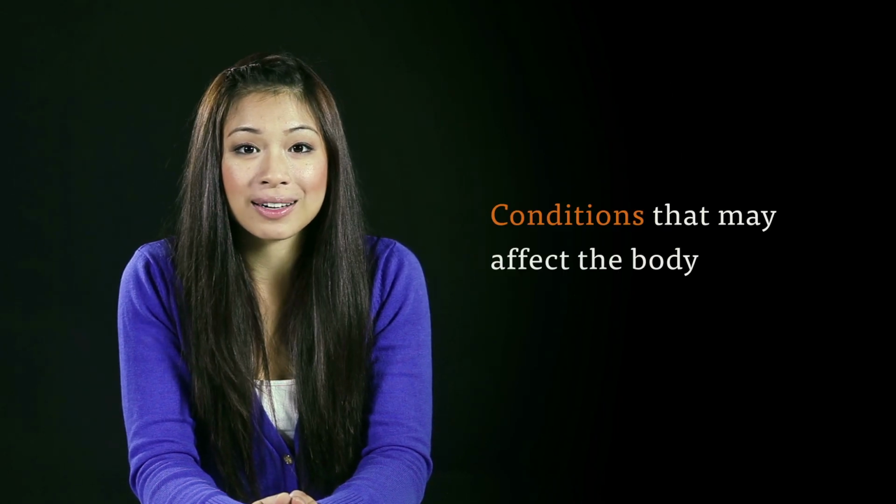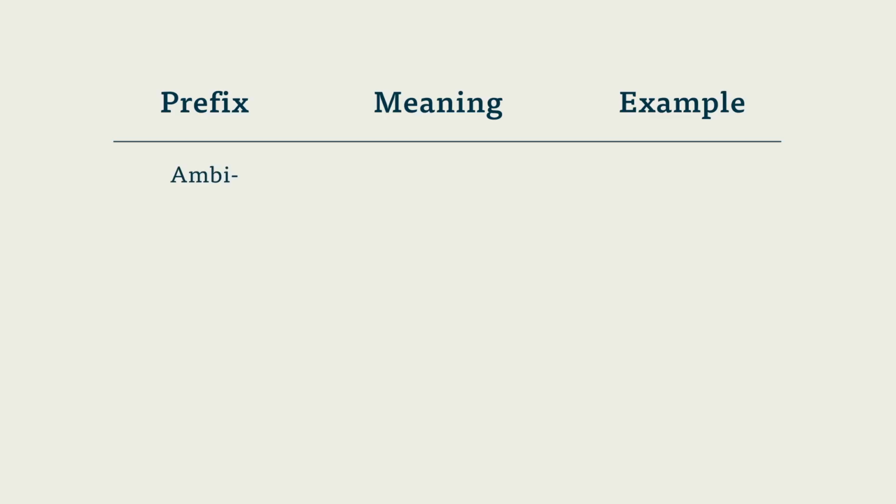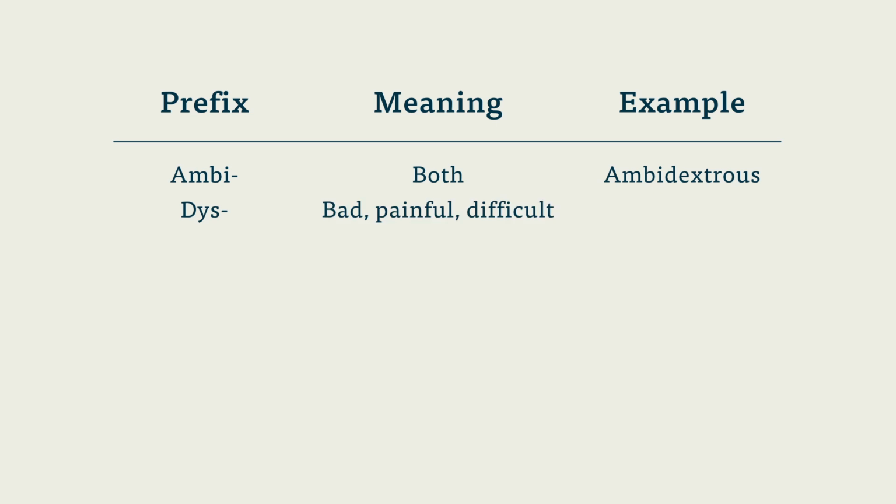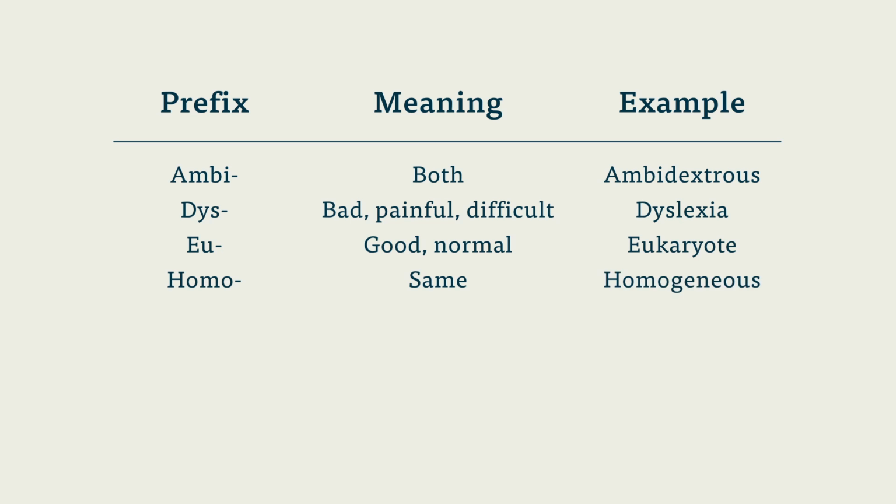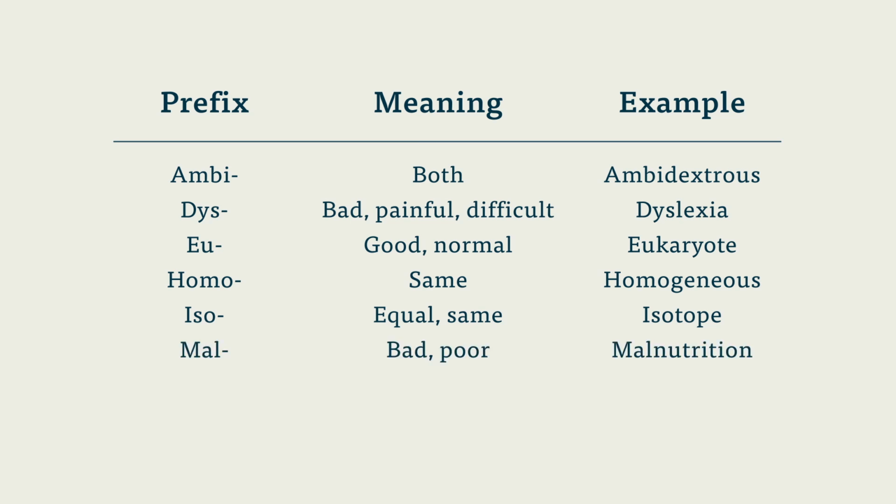Conditions. Now that we've taken a look at the terms that describe the major regions of the body, let's turn to some conditions that may affect those body parts. The prefix ambi means both, used in ambidextrous. Dys means bad, painful, difficult, used in dyslexia. Eu means good, normal, used in eukaryote. Homo means same, used in homogeneous. Iso means equal or same, used in isotope. And the prefix mal means bad or poor, used in malnutrition.